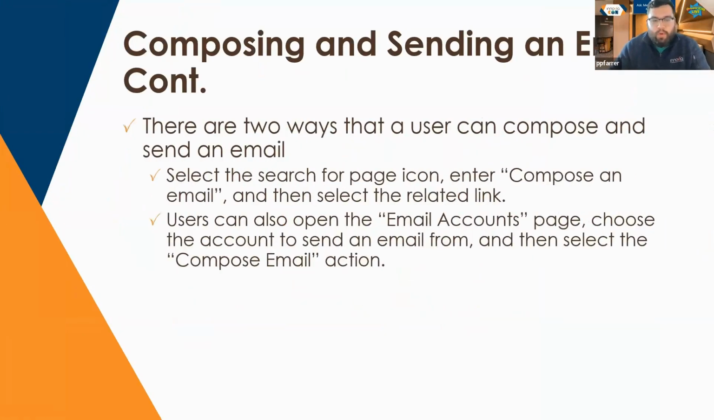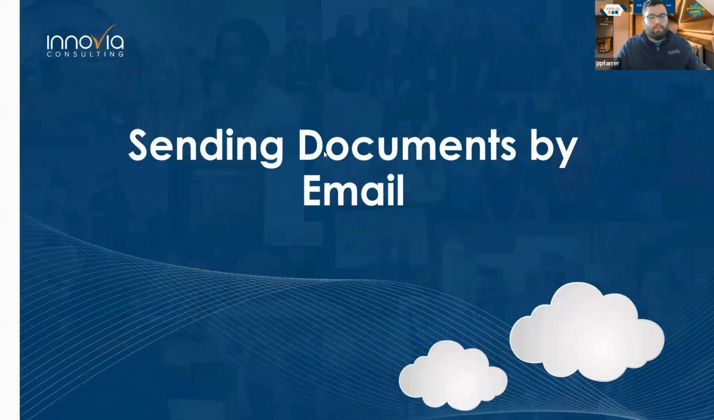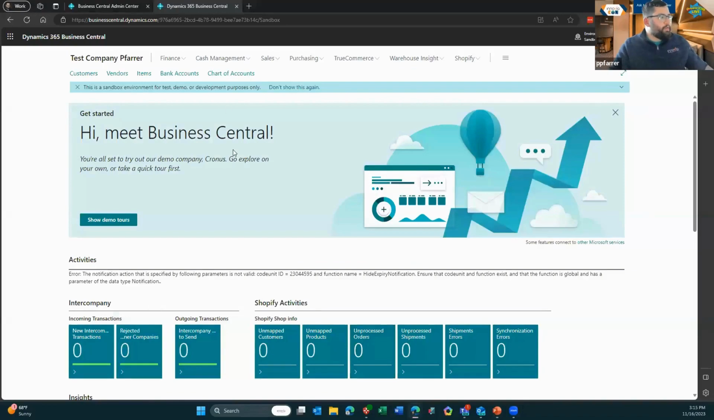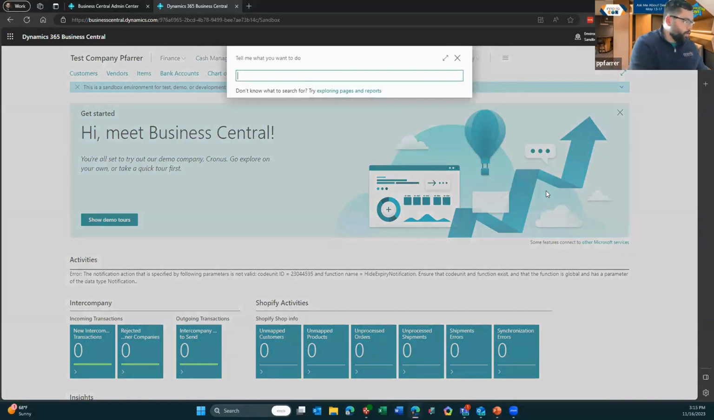There are two pretty easy ways to get to Compose email. The first one is going to be that search icon: search for Compose email and select the related link. The second one is to go into that email accounts page that we showed when we were setting up the email and compose the email from there. And we'll go through that in a second. All righty. So we're back in BC. Once again, we're going to go to Compose an email to start with.